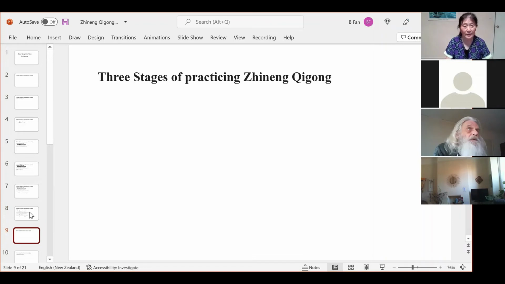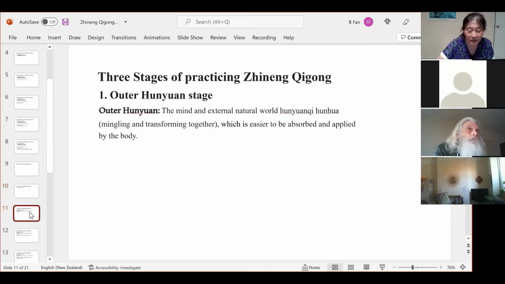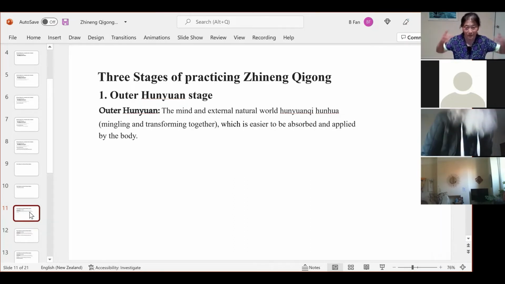Okay, the three stages of practicing Zhineng Qigong. When you practice Zhineng Qigong, always follow the three stages. The first stage is after Hunyuan. Okay, what is after Hunyuan? After Hunyuan is mind and outside qi.